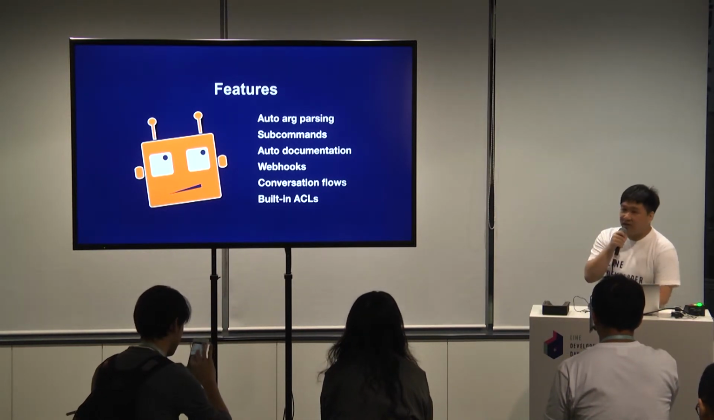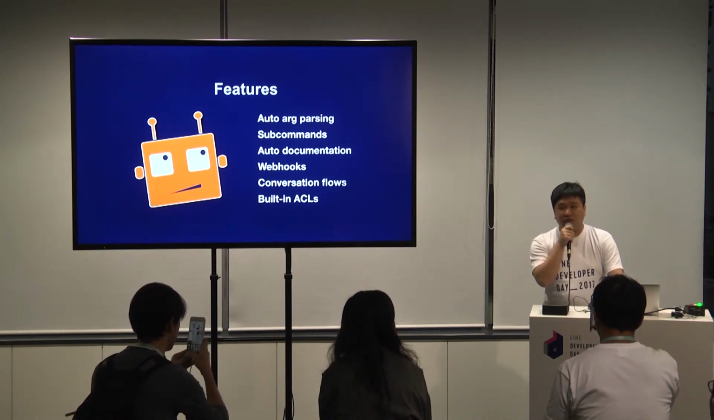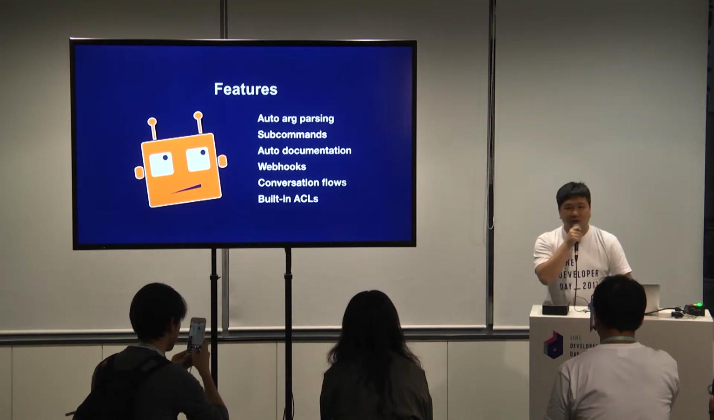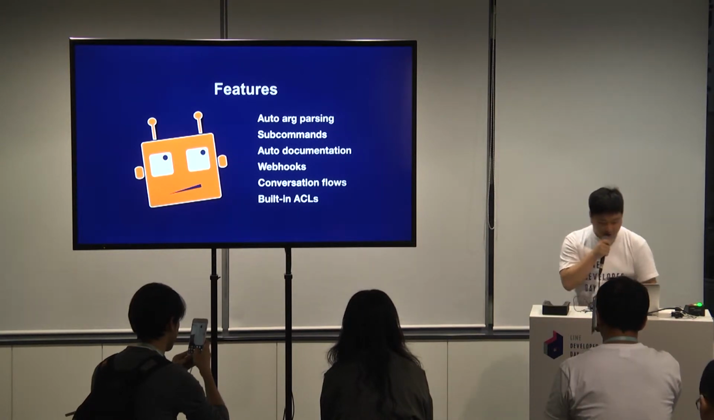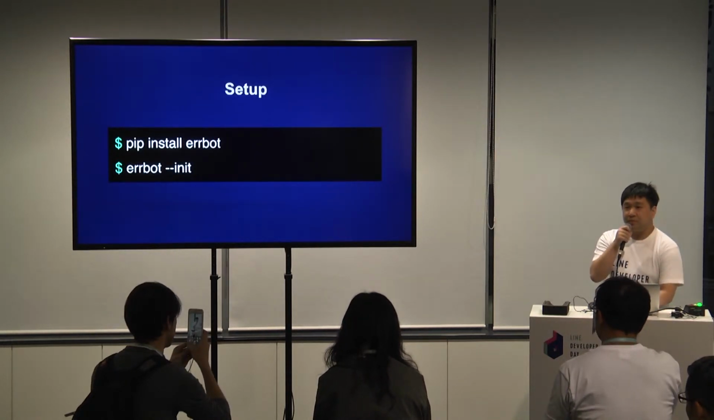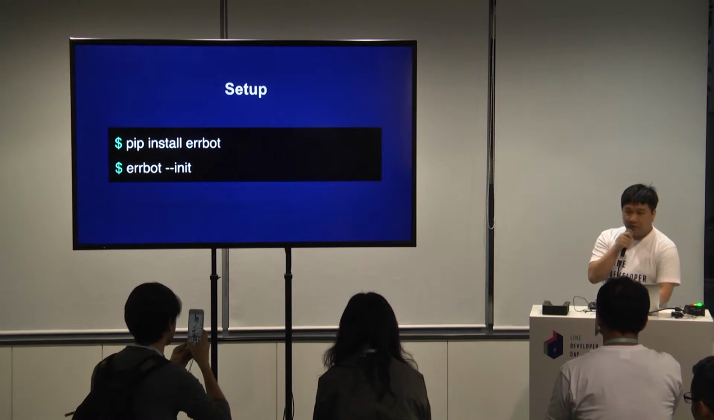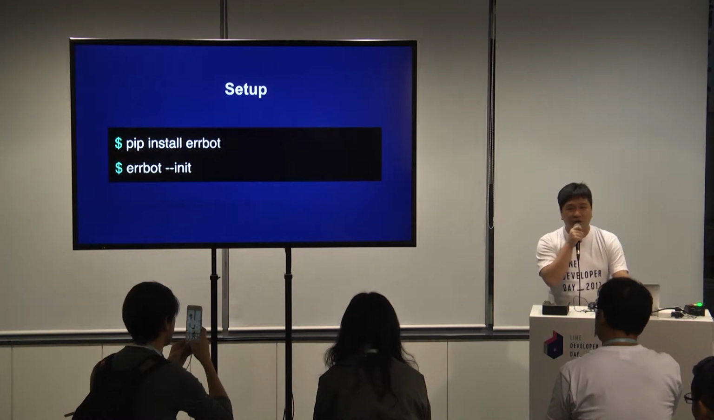Also, it has built-in ACLs, which stands for access control list. So you can control access to which commands specific users can use. How do we set up Urbot? It's pretty easy. Just use pip. You can install Urbot from the Python Package Index, and you just call urbot init, and it'll set up an initial config script in your current directory.